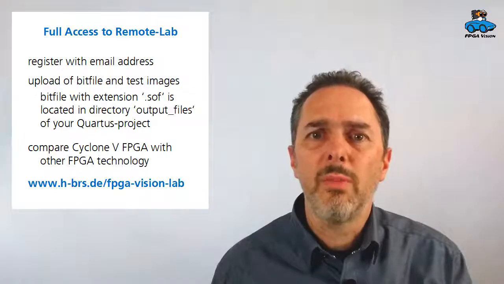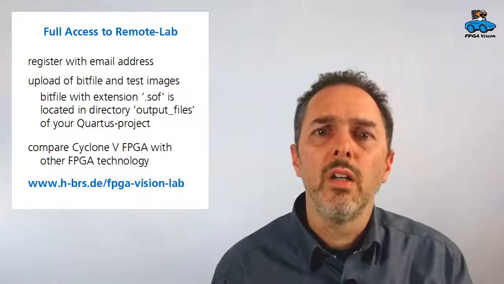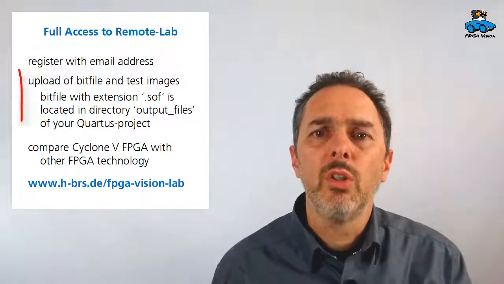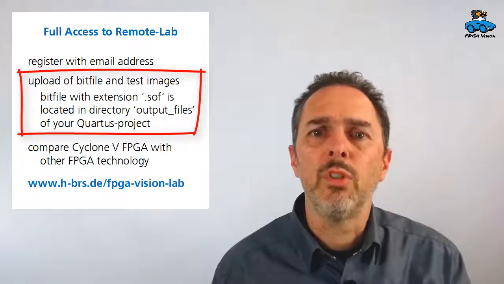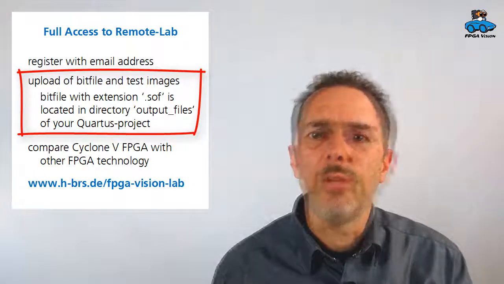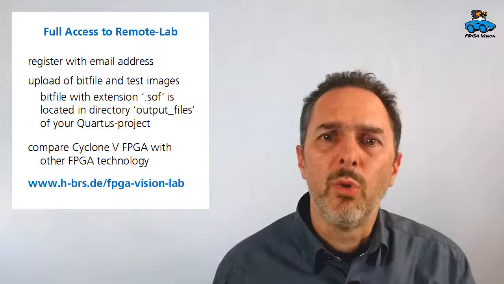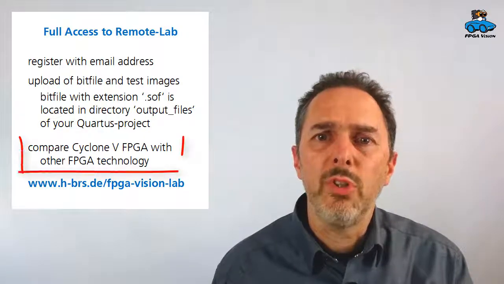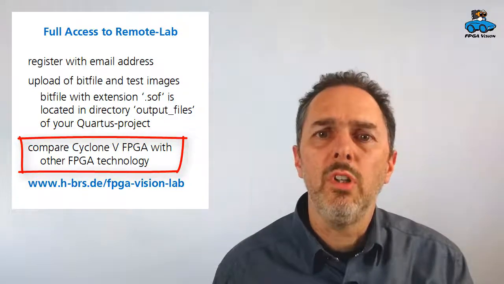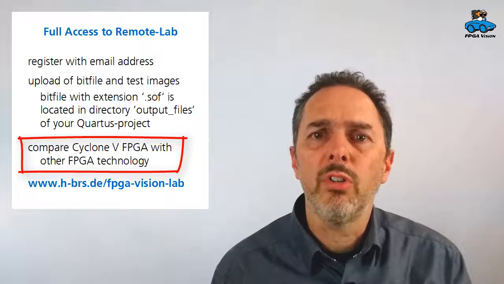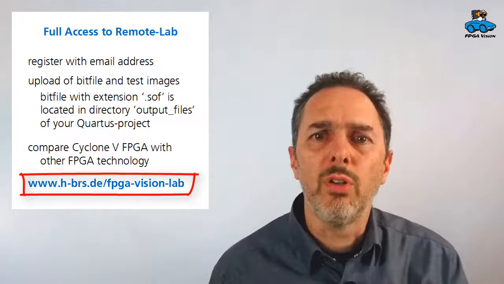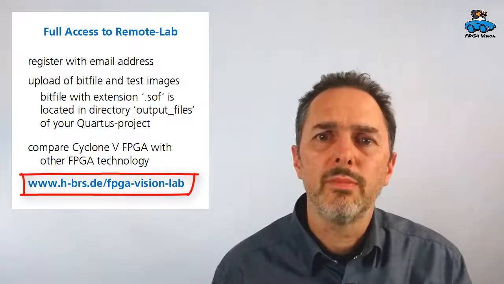For more advanced experiments, for executing your own design, you have to register with your email address, and then you have full access to the remote lab. You can upload your own design, you can upload your bit file, and perform experiments with the FPGA. Furthermore, you have access to a second FPGA so that you can compare the Cyclone 5 to another FPGA and see what the differences are in resource usage or power consumption. The second FPGA is also available via the same web address.